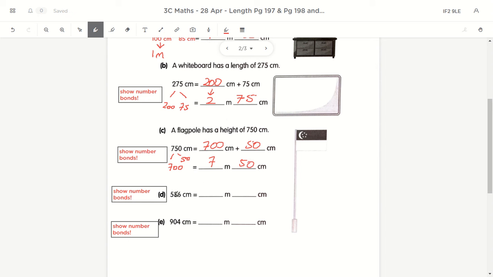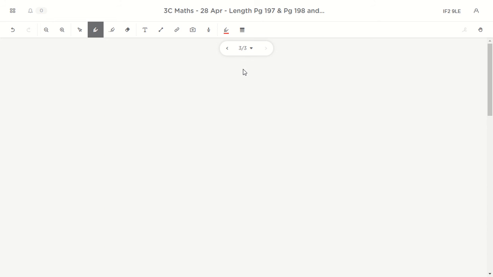Alright, so 586 cm is 500 cm, which is 5 meters, and then 86 cm. And for the last one, 904 is 900 and 4 when we split it up into number bonds. 900 cm is 9 meters. 4 cm is just 4 cm as well. So it's pretty straightforward for yesterday's work. Now we look at the running revision 2, the last two questions, to see how we can solve them.